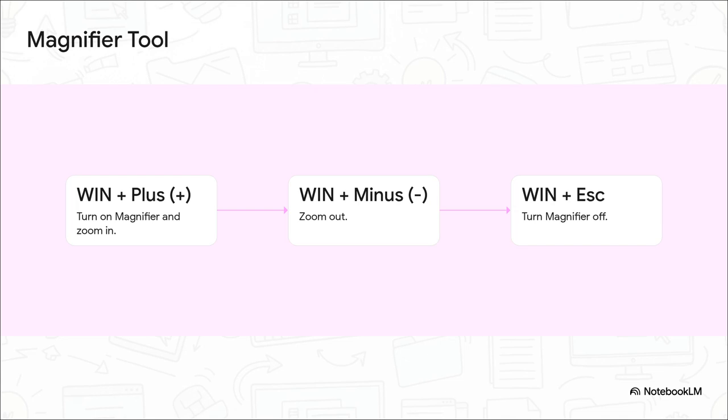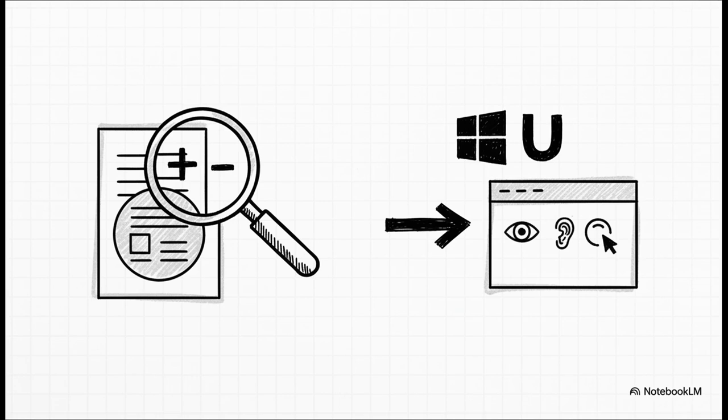Have you ever tried to show a tiny detail on a website to a student way in the back of the room? Well, the magnifier is your answer. Just hold the Windows key and hit the plus key to zoom right in. The minus key zooms you back out. And when you're all done, Windows key plus Escape turns it off. It's really that easy.